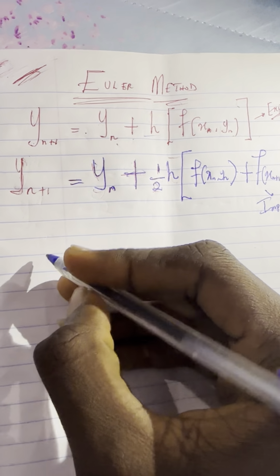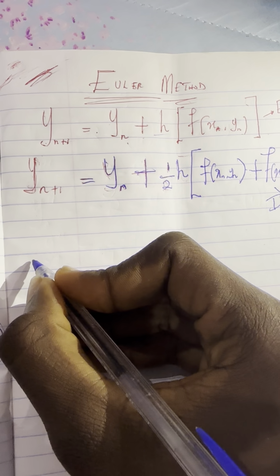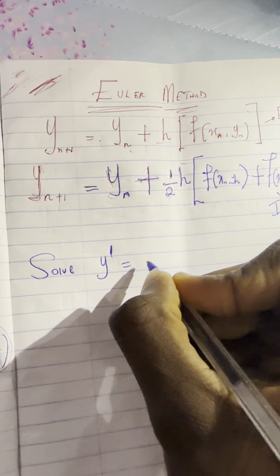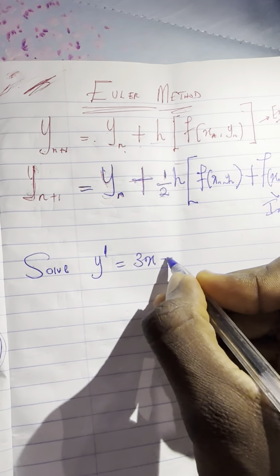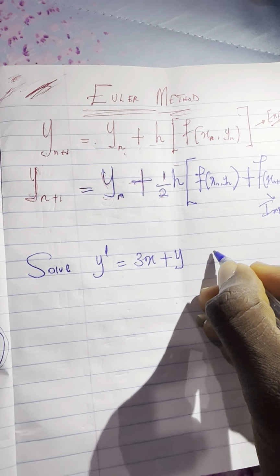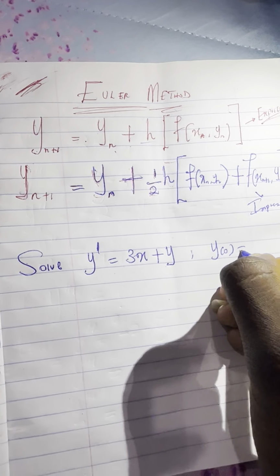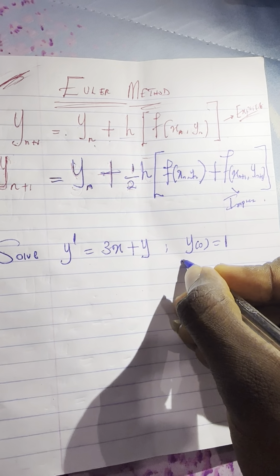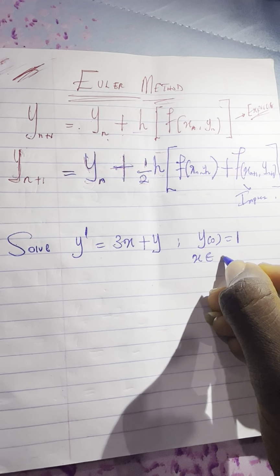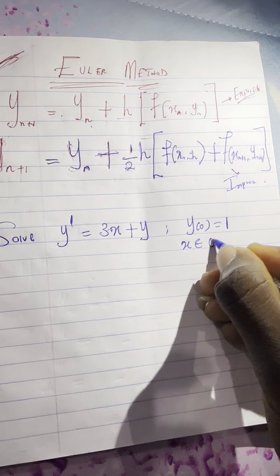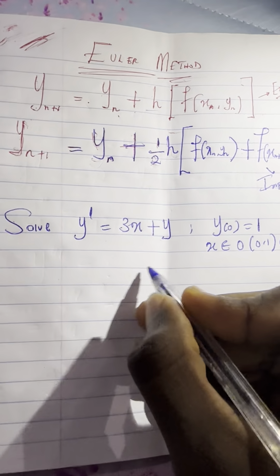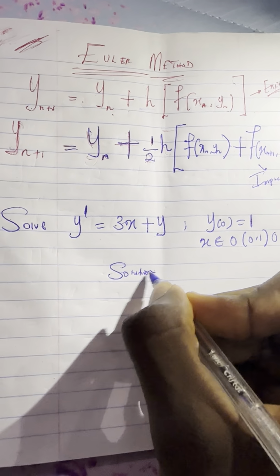So let's just take a question. If for instance I have a question which says that we should solve y prime equals 3x plus y, where y naught is equal to 1. We are given x is a member of 0, 0.1, 0.3. Do you know how to interpret this? I have to interpret this for you.